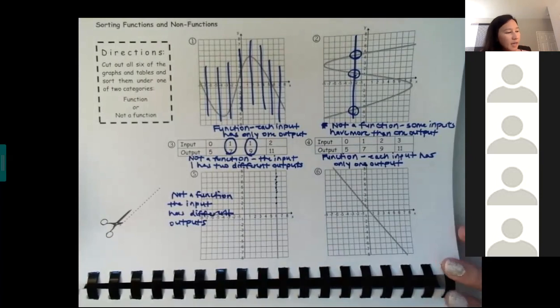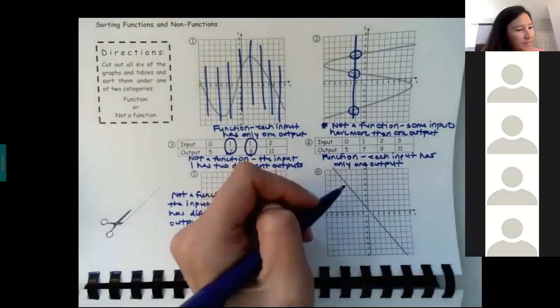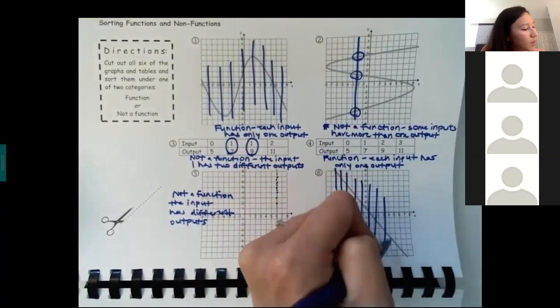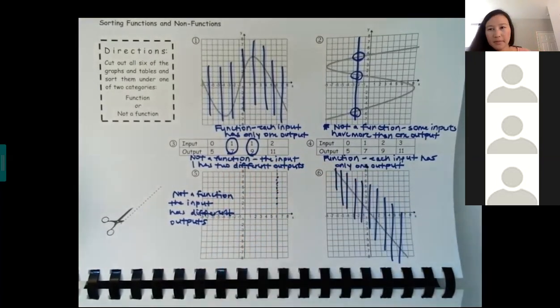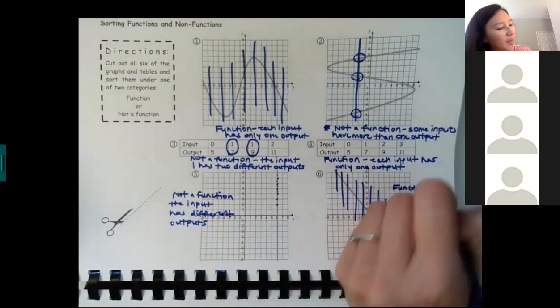What do you guys think about number 6? Function or not a function? I think it's a function. No, not a function. I don't know. Anyone else? Function. If we draw vertical lines, anywhere we draw a vertical line, does it cross more than once? No. Nope. So is it a function then, Dakota? Yes, it is a function. Very good. That tells us then that each input has only one output.